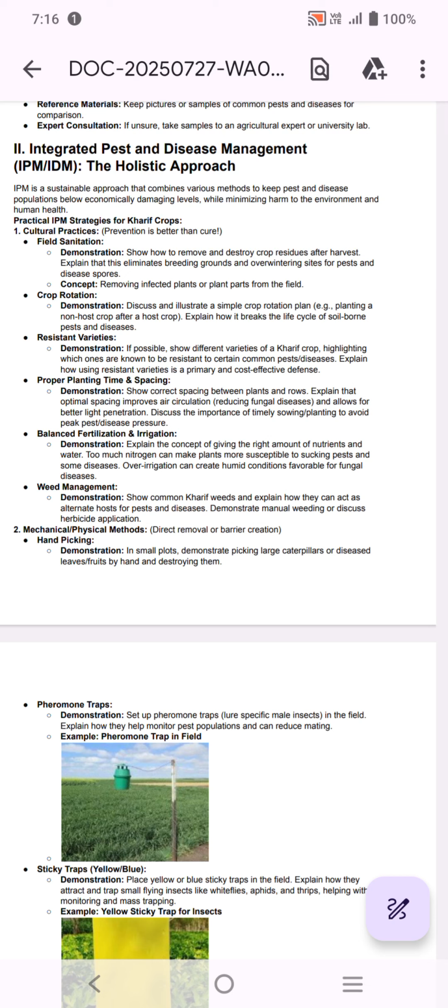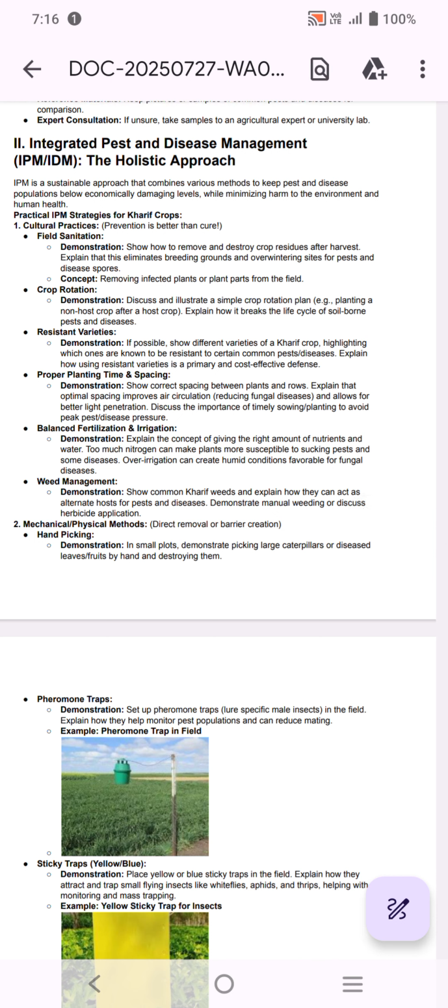Explain that this eliminates breeding grounds and overwintering sites for pests and disease spores. Concept: removing infected plants or plant parts from the field. Crop rotation. Discuss and illustrate a simple crop rotation plan.